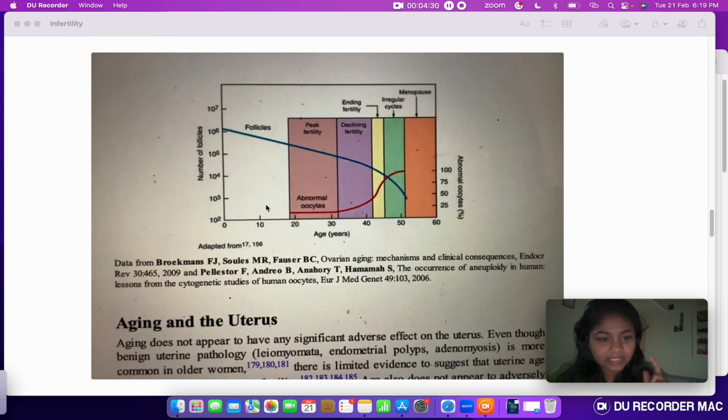And this is a beautiful graph. You can see the blue color line that is falling in the follicles. As the age advances, there is a drop in the follicles. Abnormal oocytes will be 25, 50, 70, 100% at the age of 50 years, so no normal Graafian follicles will be present. The peak fertility is between 20 to 24, and also 25 to 30. The fertility starts declining after 30 years of age, and you can see the menopause.